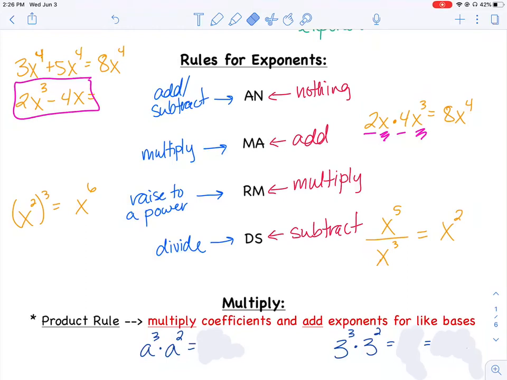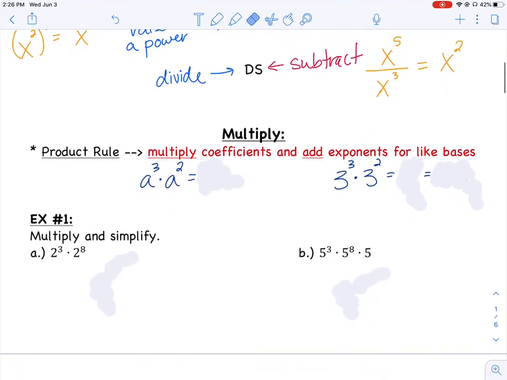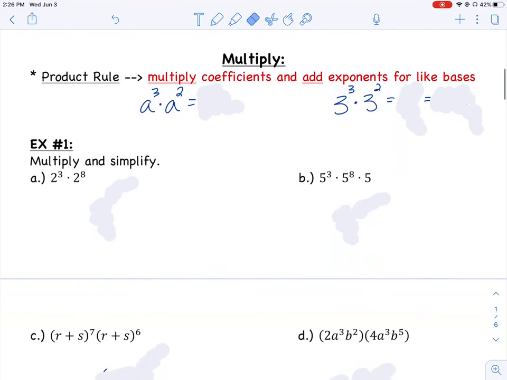All right, in our last video, we talked about the rules for exponents, depending on if we're adding, subtracting, multiplying, raising to a power, or dividing. Let's go ahead and now go through those a little bit more in detail and do a few more examples on those different rules. So we talked about multiplying.